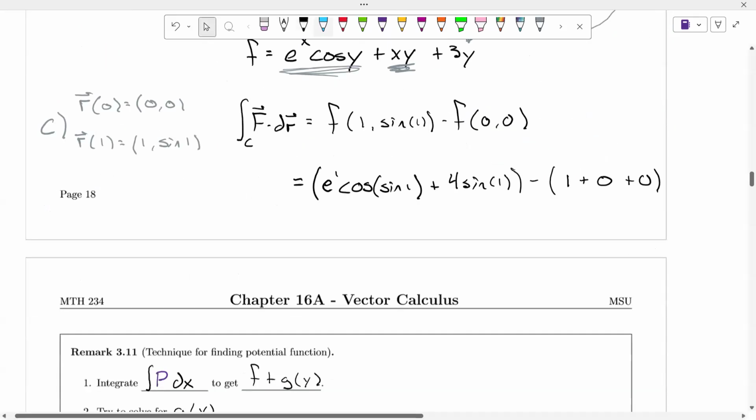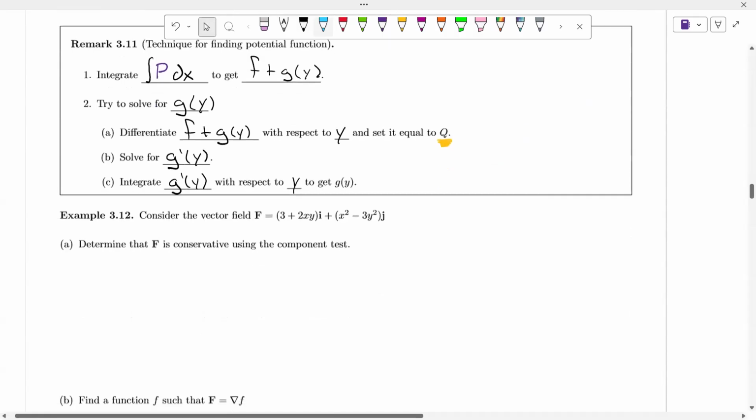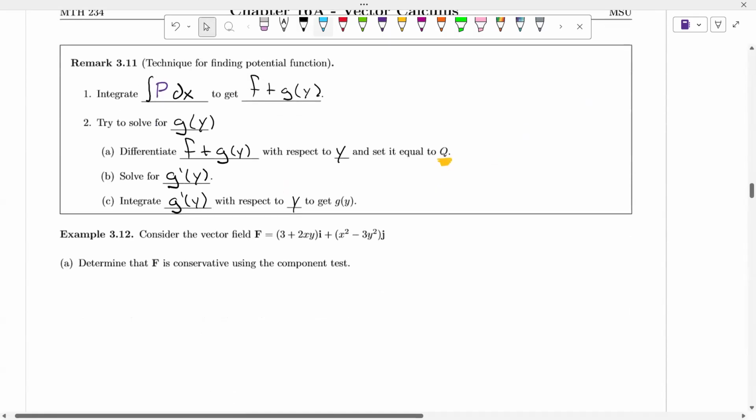Right. In the second example, a more robust process for solving whether or not I have a potential function. How am I going to get there? So here's a 3-step process that will work to get us there, though I think it's a little cumbersome. So right after this, we're going to look at a slightly better way as well.